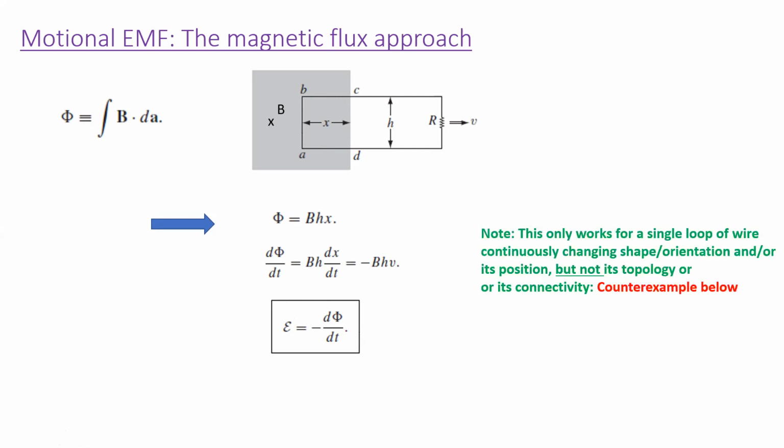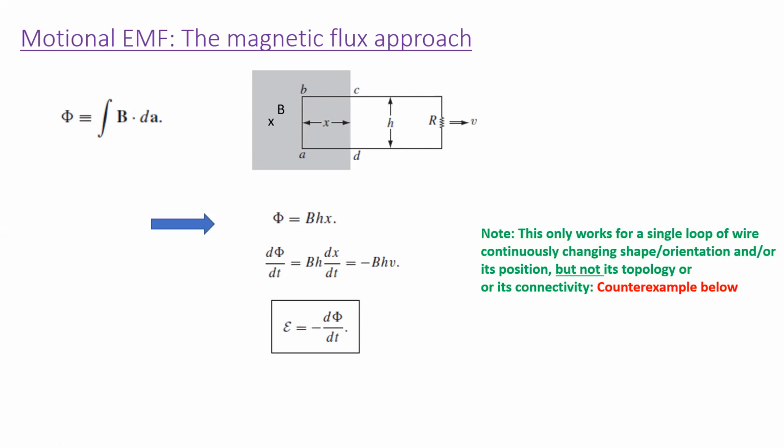I did want to say one thing, which I actually just appreciated in preparing this video: this formula only works if we have a single loop of wire, which can continuously change its shape, orientation, or position, but not its connectivity, or what we might call its topology.